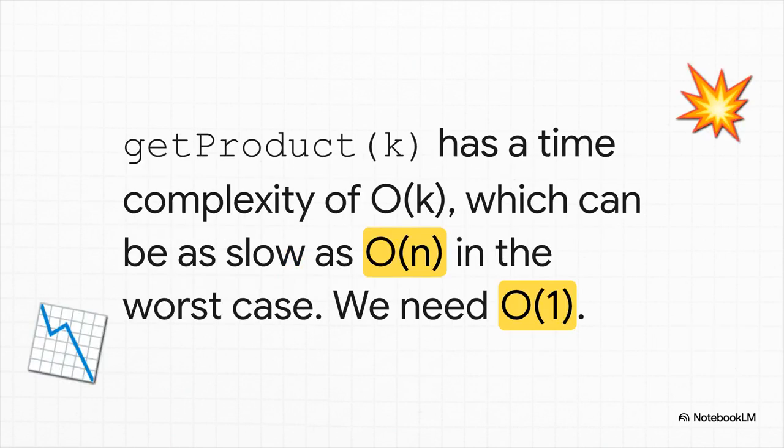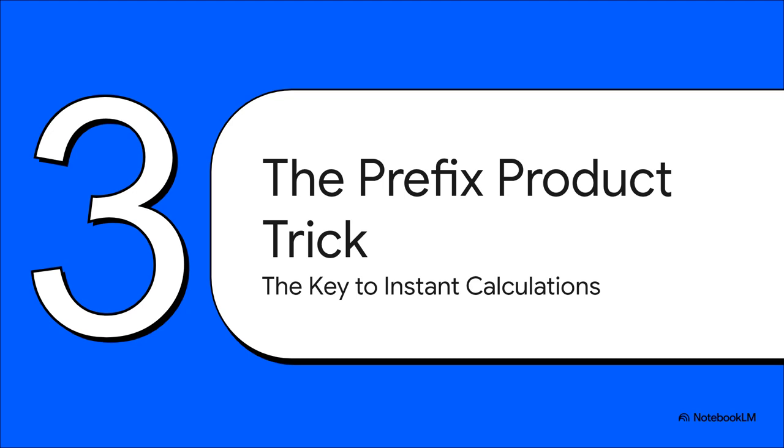Here's the critical issue. The calculation time is completely tied to k. If you ask for the last 5 numbers, that's fine. But what if you ask for the last million numbers? Our code has to do 1,000,000 multiplications for one single answer. That's what we call O(k) complexity, which in the worst case is as bad as O(n). That's just not going to fly. We need something that's always fast. We need an O(1) solution. So how do we get there?